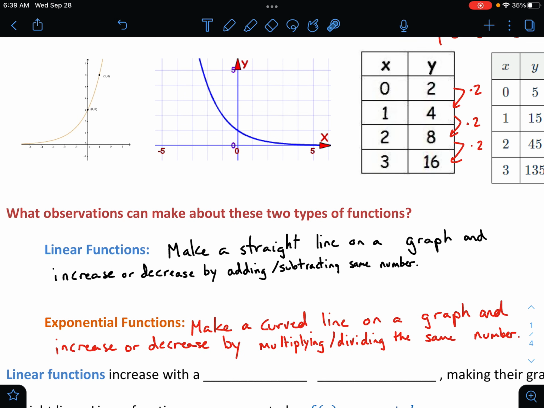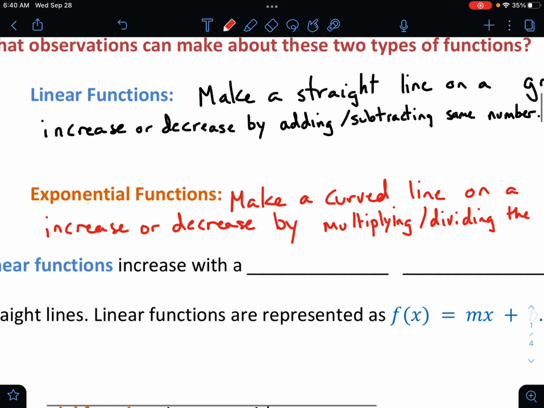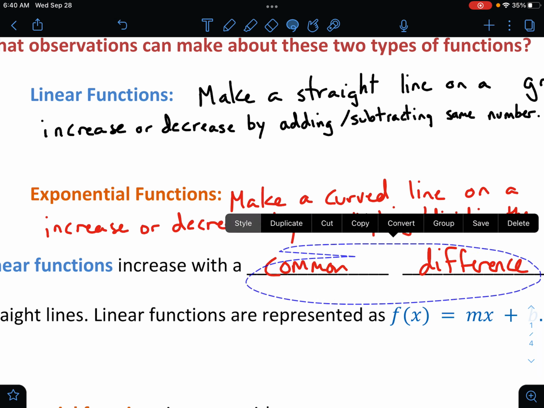All right, and that's exactly what the observations here need to state. Linear functions make a straight line on a graph and increase or decrease by adding or subtracting the same number. Whereas exponential functions make a curved line on a graph and increase or decrease by multiplying or dividing the same number. So you can see straight line, curved line, adding and subtracting, multiplying and dividing. And in linear functions, that number that we add or subtract by every single time, we call that a common difference.